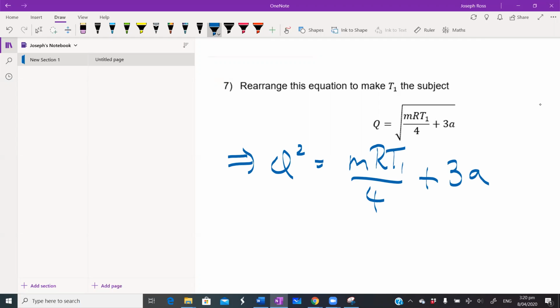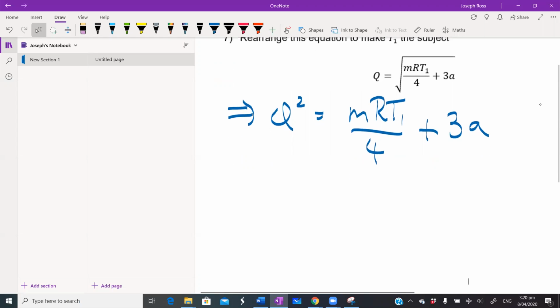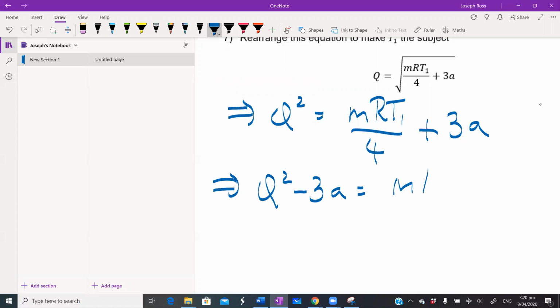Okay, so we've got rid of the square root by squaring both sides, and then we need to move the 3A to the other side. Notice that that is separated from our target, the T1, by a plus sign. So we've got to move that 3A to the other side. We can do that by minusing 3A from both sides of the equation. So therefore we get Q squared minus 3A equals MRT1 divided by 4.